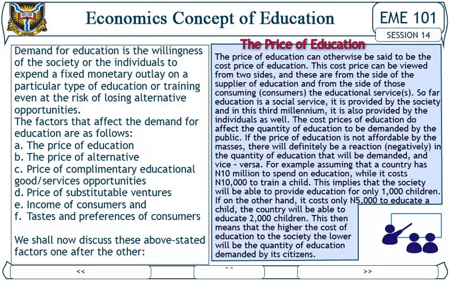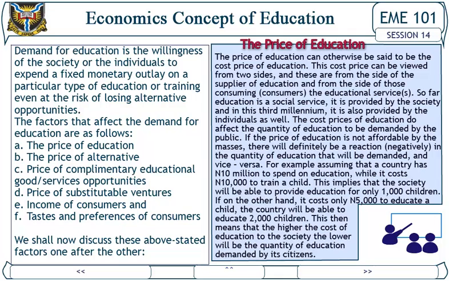The factors that affect the demand for education are as follows: the price of education, the price of alternative opportunities, the price of complementary educational goods and services, the price of substitutable ventures, income of consumers, and taste and preferences of consumers. We shall now discuss these above stated factors, one after the other.